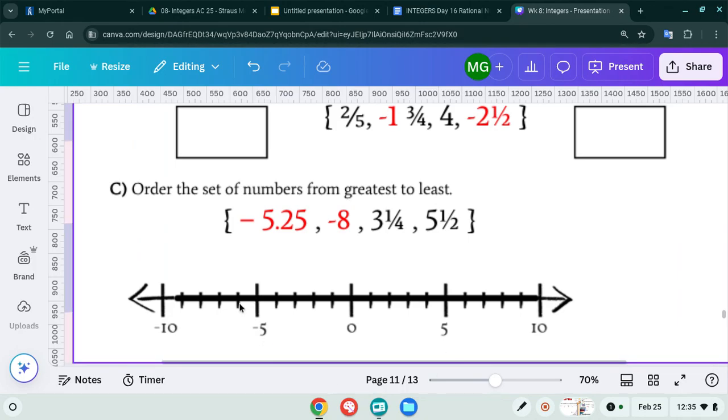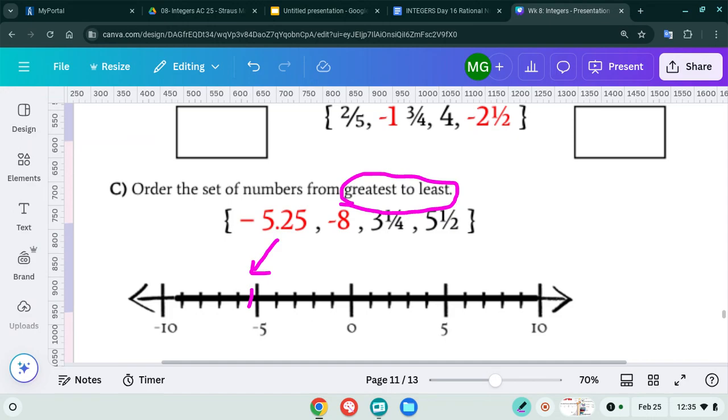All right, so here we have -5.25, right? And so here we see that we are counting by ones. So it'd probably be about right there. And then again, they want us to list it from greatest to least. -8 would probably be right here. Then I have 4 1/4 or 4.25, so it's going to be a little bit right there. And then lastly, we have 5 1/2, so it'd be right in the middle between that 5 and that 6.